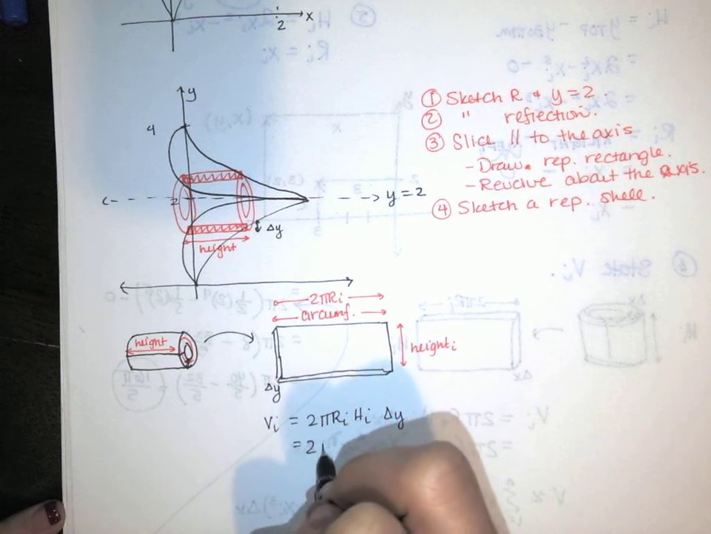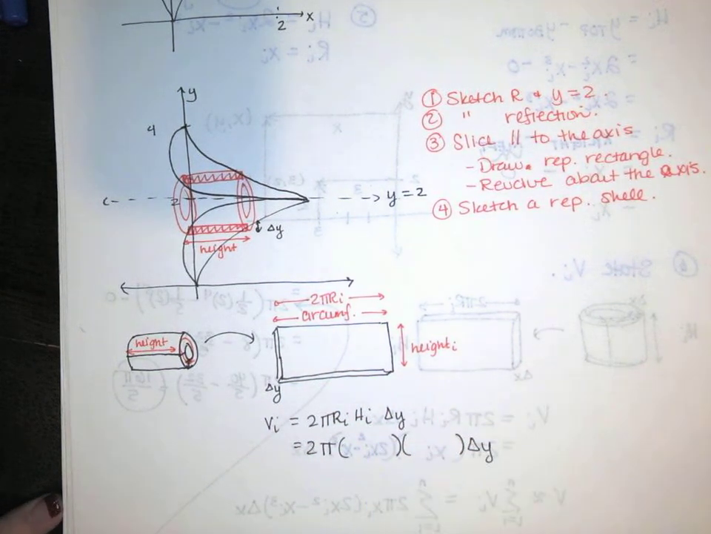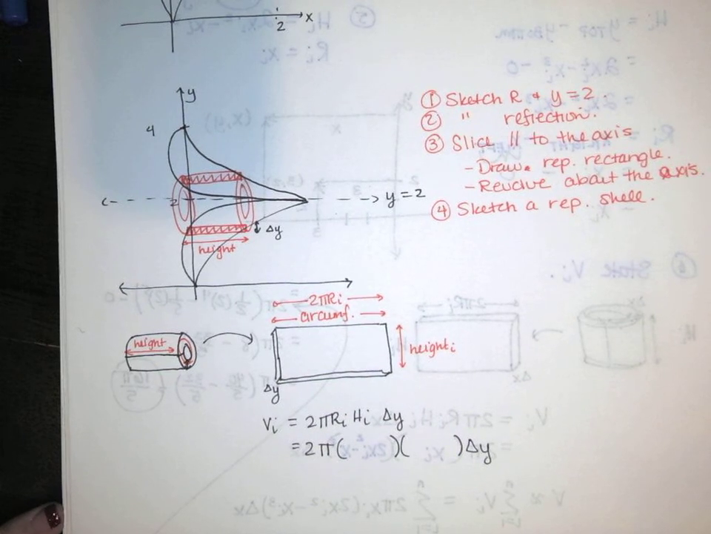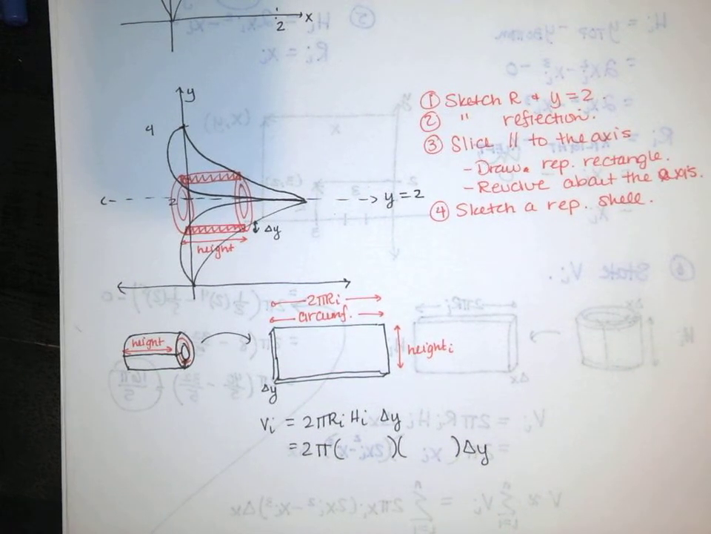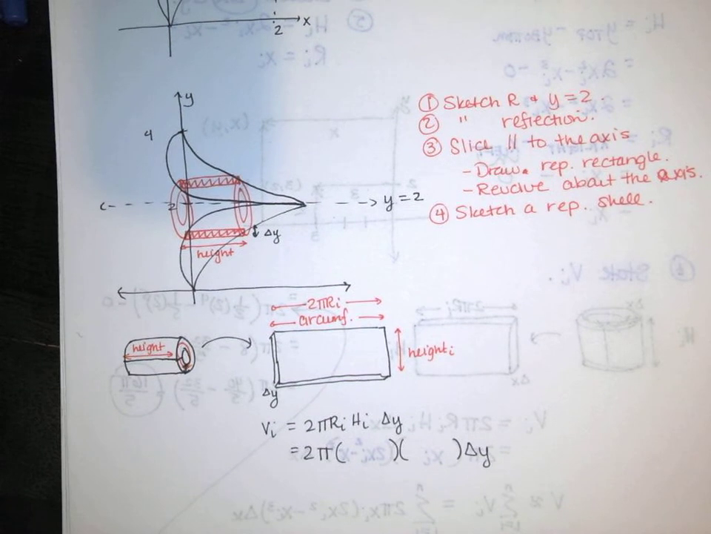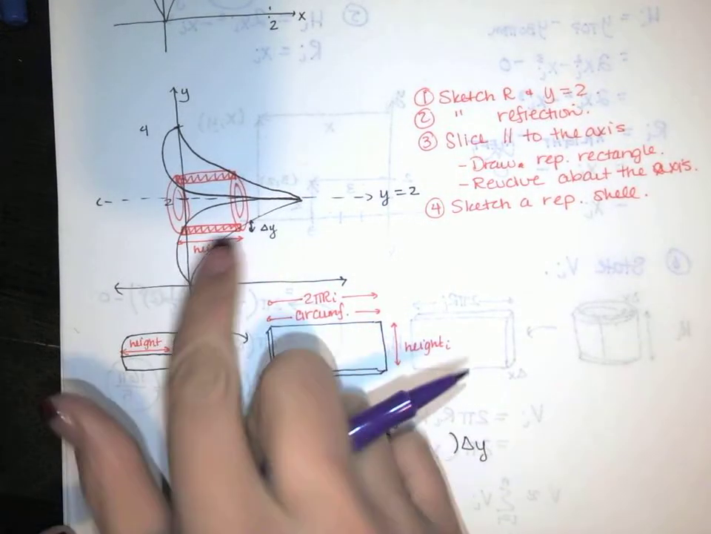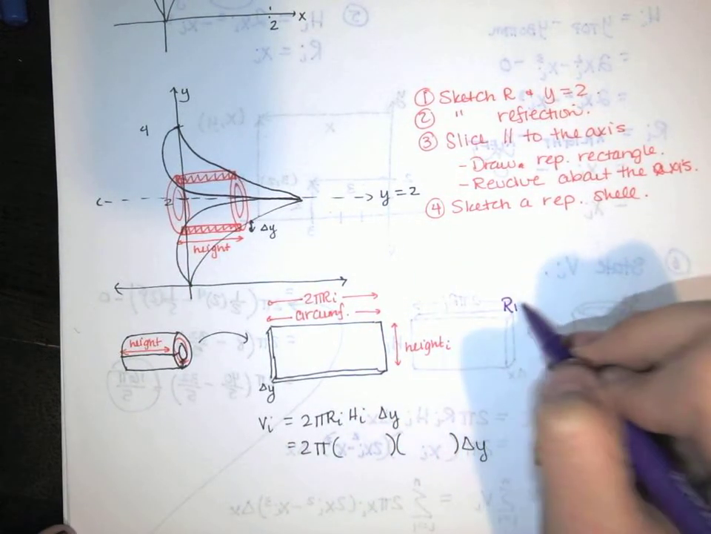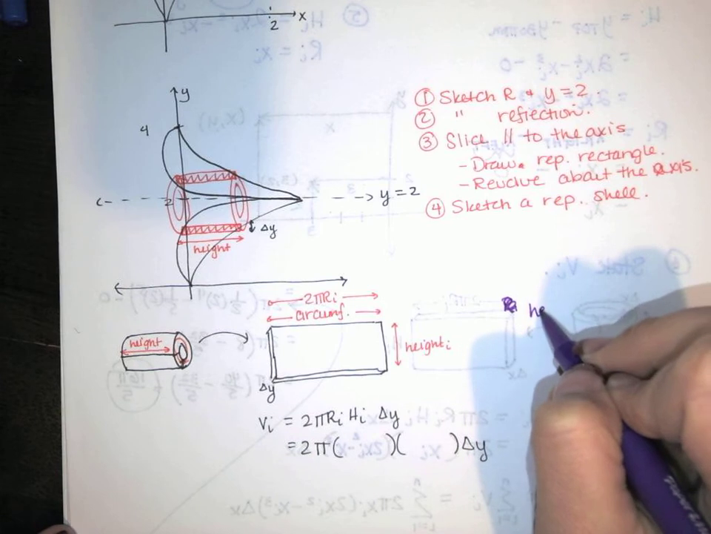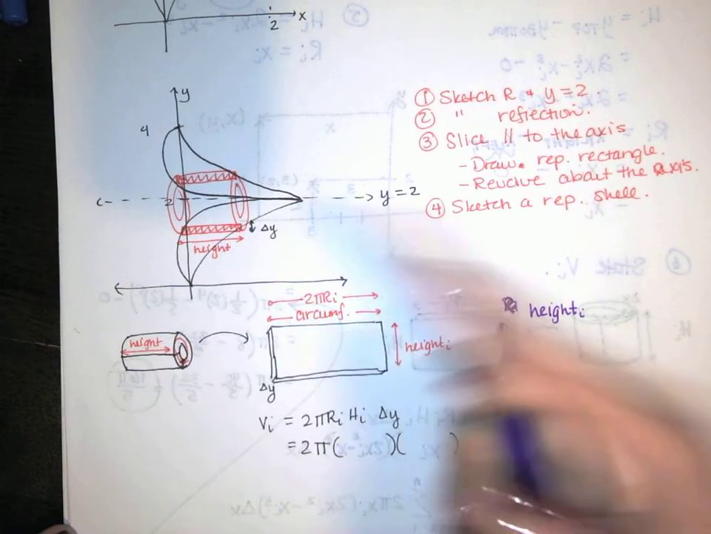So all we need are the radius and the height in terms of y, and then we'd be good to go. Okay, now you have to go back to your original picture and label the radius and the height. One of them is going to be vertical, the other one's going to be horizontal. That will always be the case with cylindrical shells. Height was left to right. The height is horizontal.